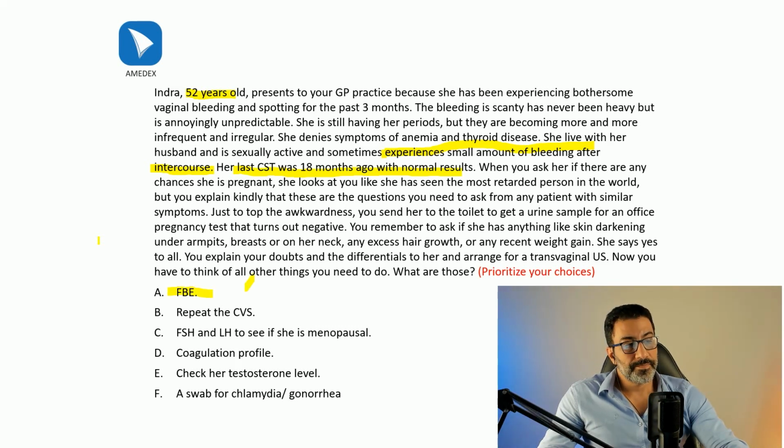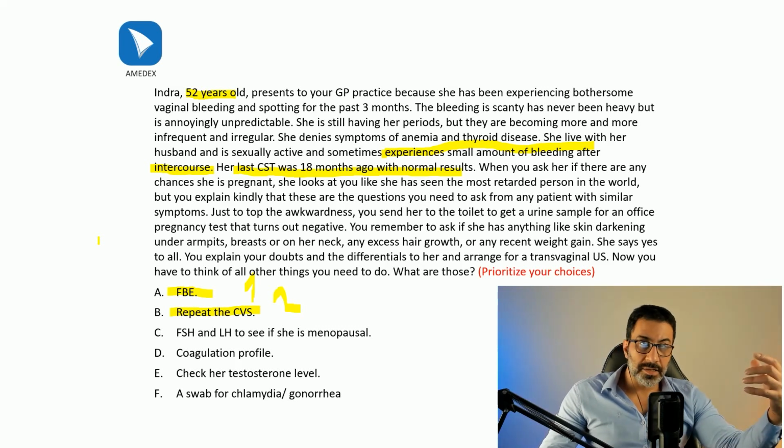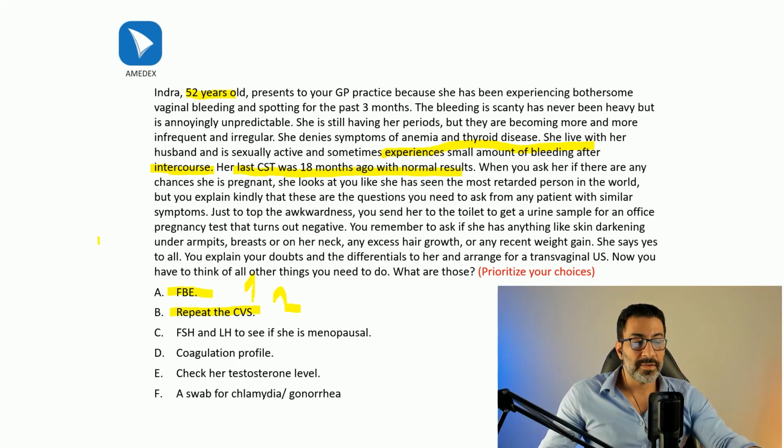First one. Do we want to repeat CVS? Absolutely. Next, FSH and LH to see if she's menopausal. Look, we might consider hormonal assessments, but for the sake of making a diagnosis of menopause, never. Menopause is a clinical diagnosis.